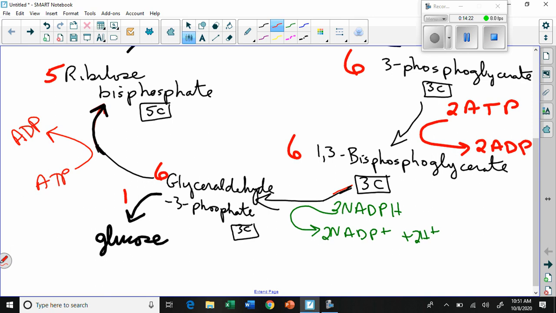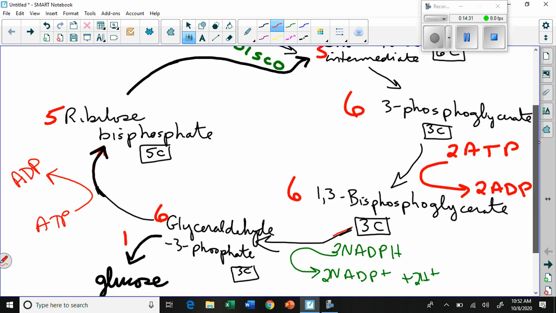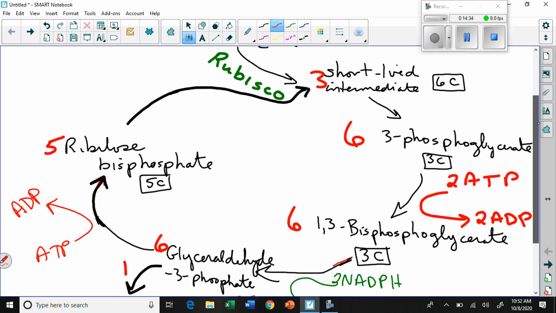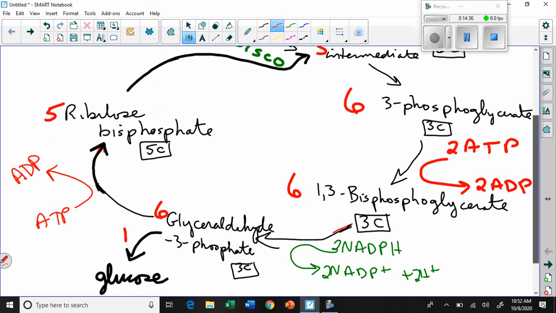But here's the problem. 1 of them can't become glucose. It's only a 3-carbon sugar. So what has to happen is the cycle works in terms of 3 carbon dioxides at a time. So the cycle has to go around 3 times to get 6 glyceraldehyde 3-phosphates. Got it? The cycle has to go around 3 times to end up with this 6 right here on the glyceraldehyde 3-phosphate. Does that make sense? You guys having the same problem?